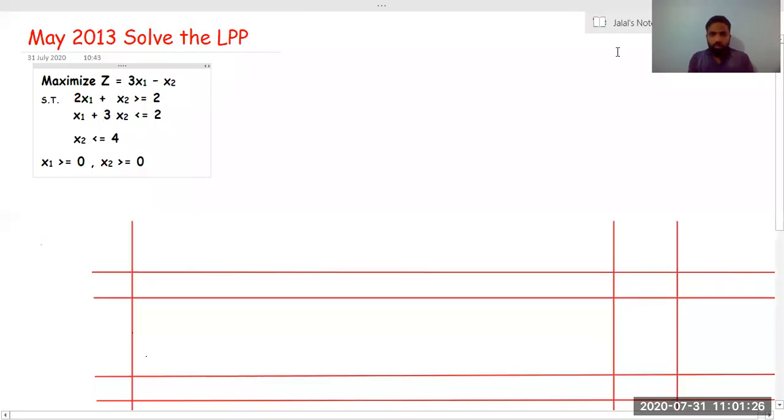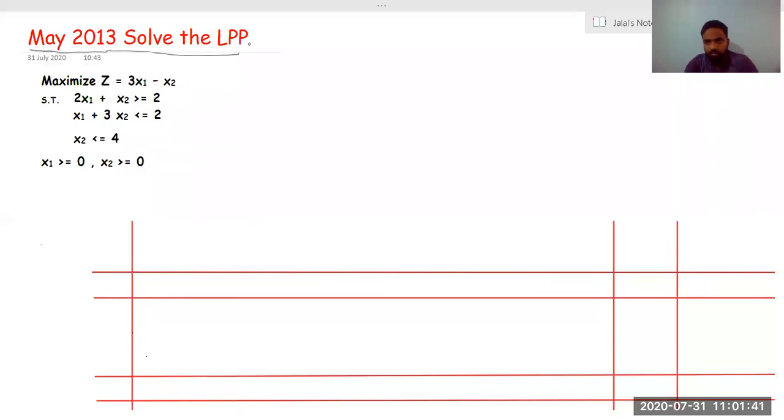Okay. So we are going to solve this question. This question was asked in May 2013, and it was about solving the LPP. It was also given how to solve the LPP. So we will try to look into the method of how to solve this thing. So we know the question.